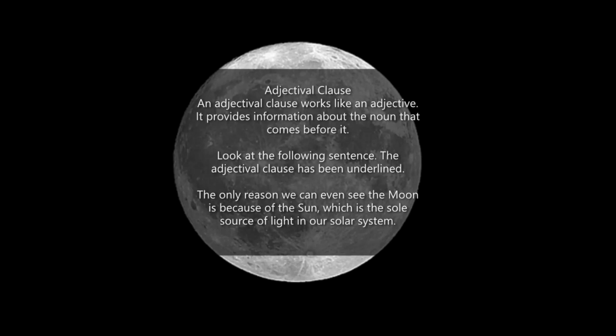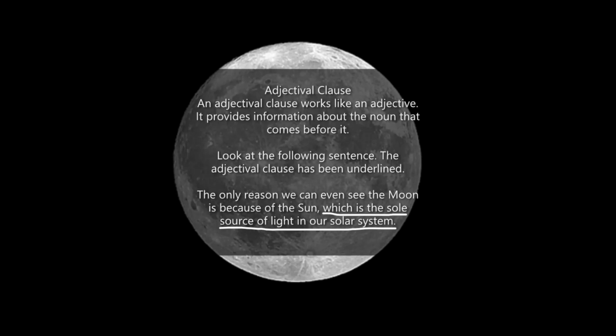The only reason we can even see the moon is because of the sun, which is the sole source of light in our solar system. Okay, so again, the sentence is, the only reason we can see the moon is because of the sun, which is the sole source of light in our solar system. So the part that I've underlined here, as you can see, is which is the sole source of light in our solar system. So that's how an adjectival clause works.